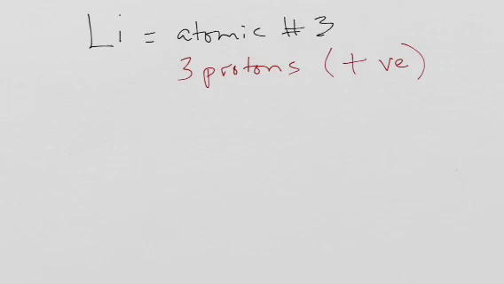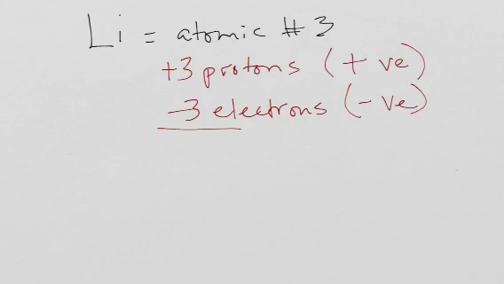How do you get a neutral number, or no number, when you have a positive amount? You have to add the same amount but on the negative side. So in this case, we need to have 3 electrons, because electrons have a negative charge. 3 plus minus 3 gives us that 0, or neutral charge.